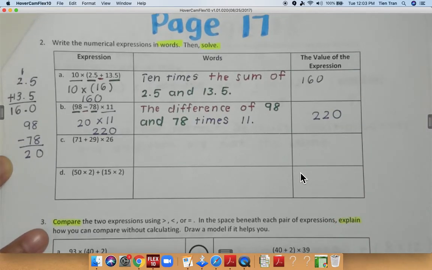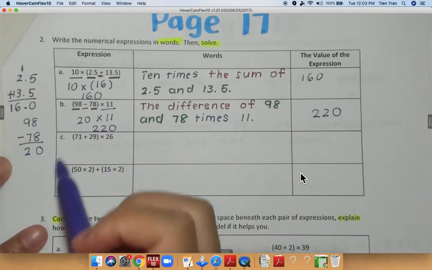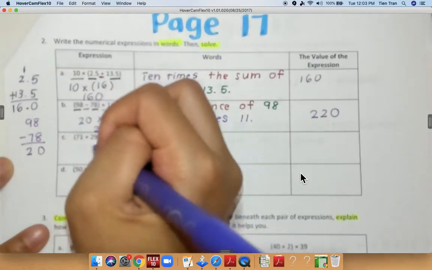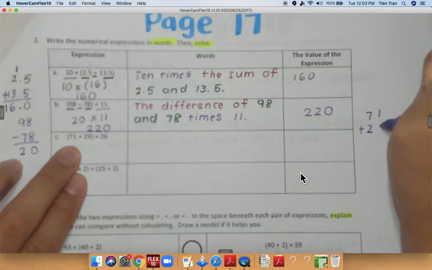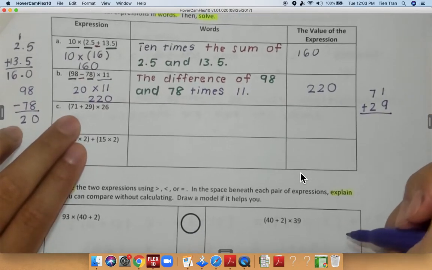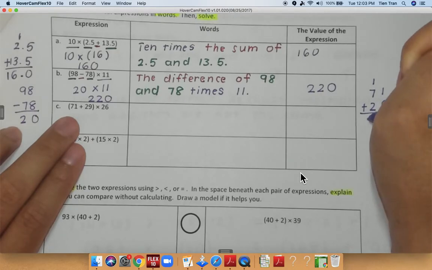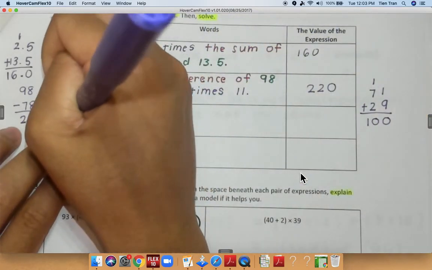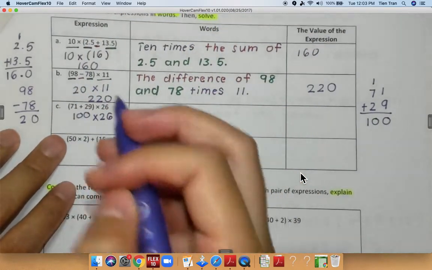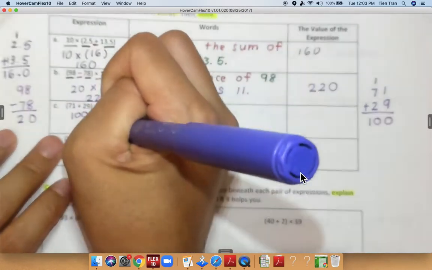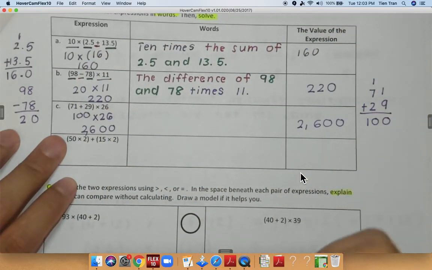Now, for the next equation, I have 71 plus 29. So that's what I'm going to do. I'm going to add those two numbers together. I don't have a lot of space, so I'm going to add over here. 71 plus 29. 9 plus 1 is equal to 10. 7 plus 2 plus 1 is equal to 10. So I get 100 times 26. I remember that 1 times 26 is equal to 26 and add my 2 zeros at the end. So my final answer is 2,600.